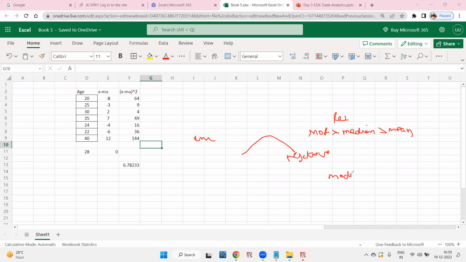When mean, median, and mode are equal, it is called a normal distribution. Mean is bigger than median and mode. Sorry, my bad.